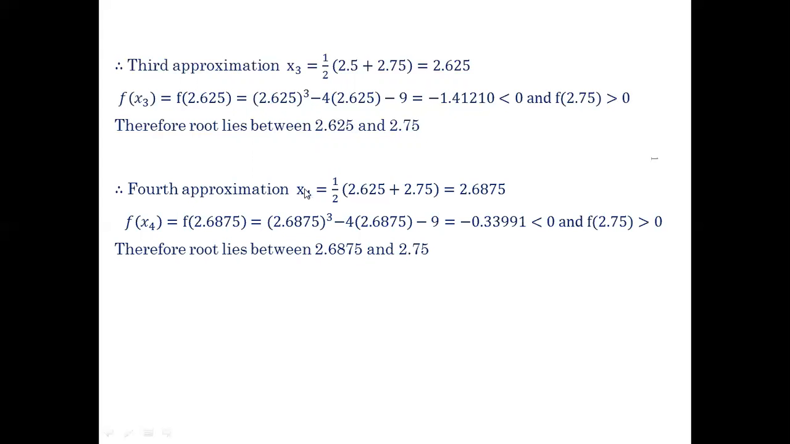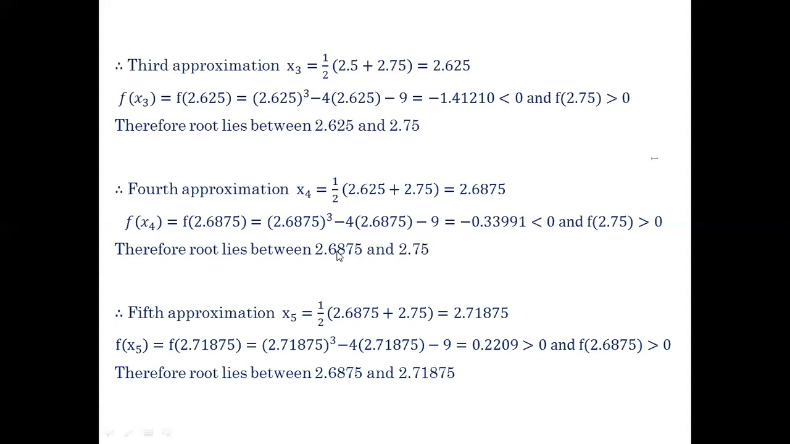Therefore, the fourth approximation x4 is equal to 1 by 2 into 2.625 plus 2.75, which is equal to 2.6875. Therefore, f of x4 is f of 2.6875. I substitute in the function x cube minus 4x minus 9, that is 2.6875 whole cube minus 4 into 2.6875 minus 9, which is equal to minus 0.33991, a negative value, less than 0. And f of 2.75 is positive. Therefore, the root lies between 2.6875 and 2.75.